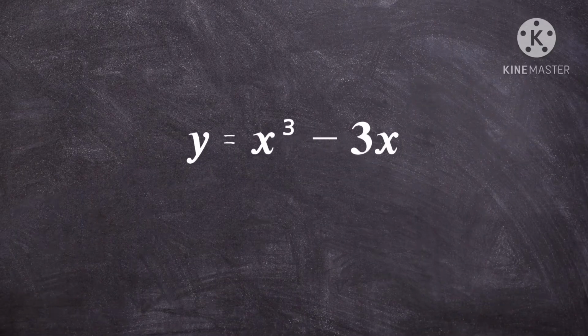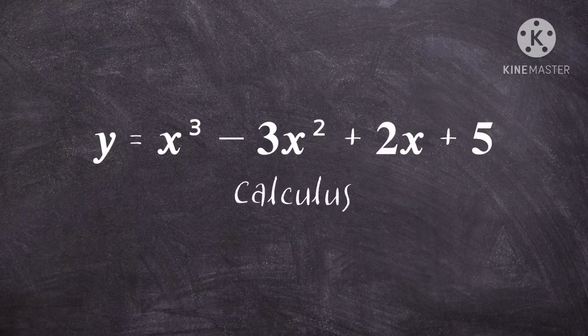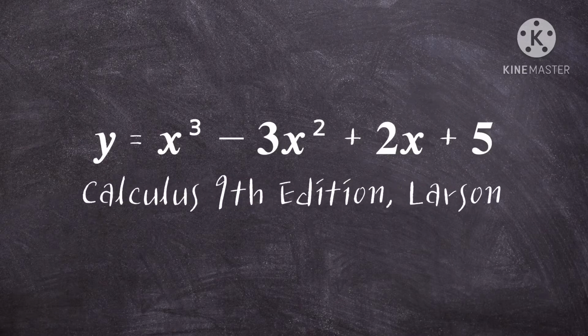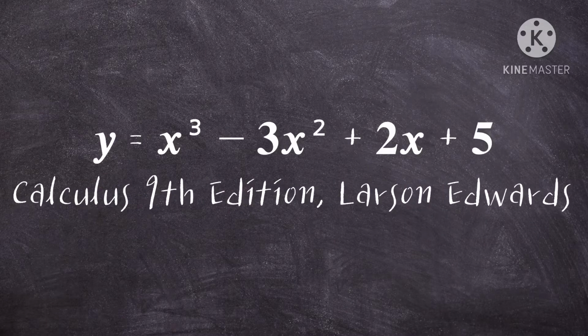Our function is y equals x cubed minus 3x squared plus 2x plus 5. It is from the book Calculus, 9th edition, by Larson and Edwards.